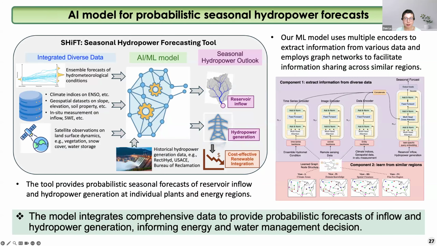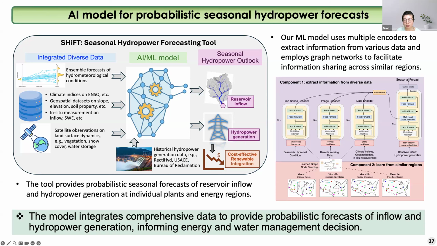So specifically for the energy and the water management sectors, we are developing a probabilistic seasonal hydropower forecasting model to enhance the long-term planning and resource allocation. This model integrates meteorological, climate, satellite, geospatial, and in-situ data with advanced machine learning techniques to predict the monthly hydropower generation up to 1 year in advance. And this forecast can be generated for both individual hydropower plants and aggregated energy regions across the US, providing valuable insights for grid management and also reliability.